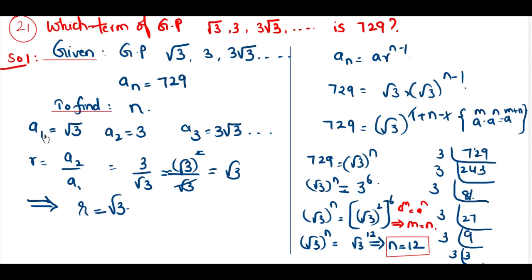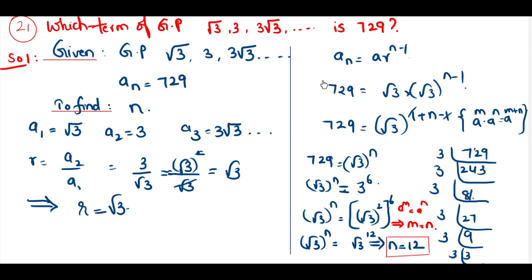Identifying each term, the first term is root 3, the second term is 3, and the third term is 3 root 3. Because this is a GP, we need to find the common ratio. How do you get it? A2 upon A1, that is nothing but 3 upon root 3. This 3 can be written as root 3 whole square, because square and square root will get cancelled and 3 will remain. So root 3 whole square divided by root 3, root 3 will get cancelled, and only root 3 will be left. So what is the common ratio we got here? Root 3.